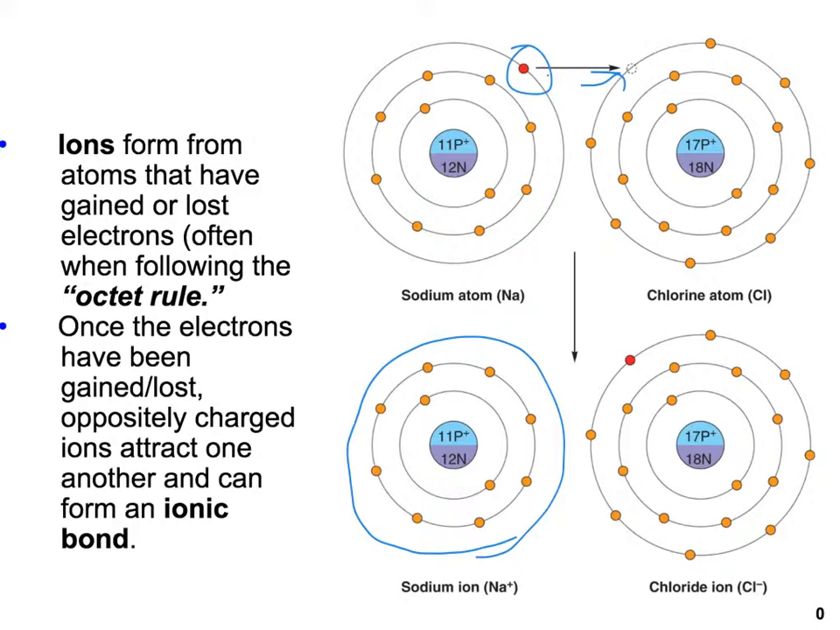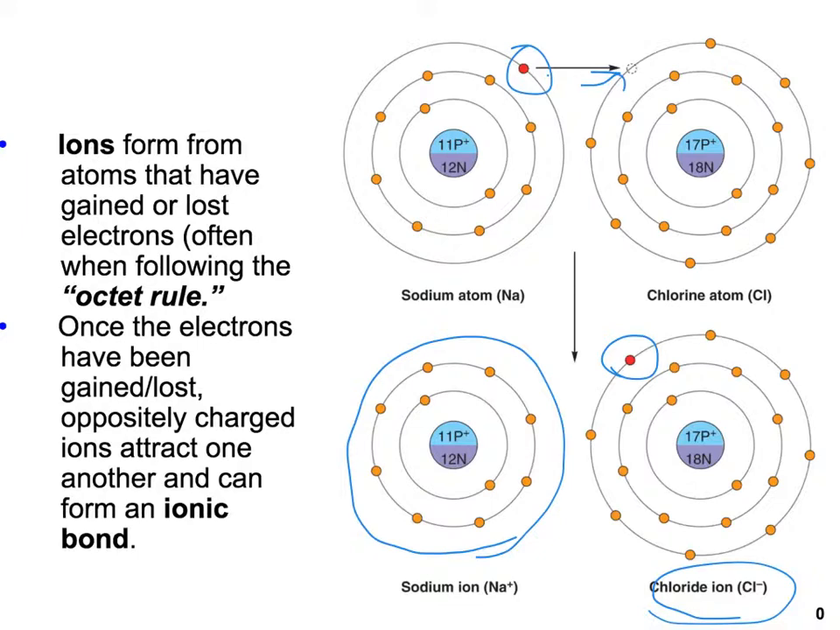And chlorine atoms almost always in nature exist as chloride ions for the same reason. When they pick up that 8th electron in their third energy level, that's when both atoms are following what we call the octet rules.